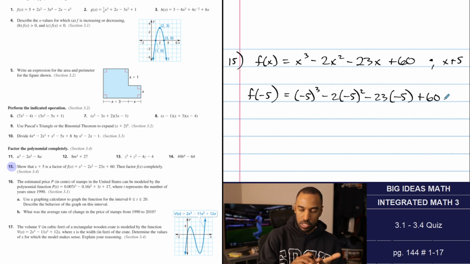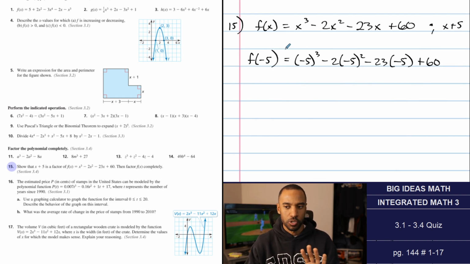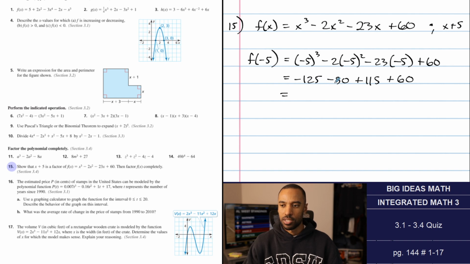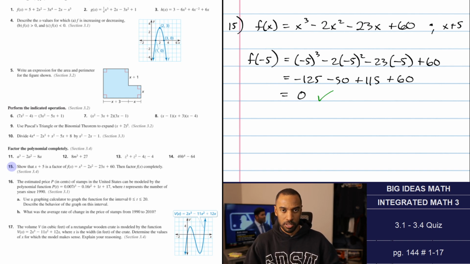Not that I have to punch all these in the calculator. It's when you're doing multiple tests to find out what a 0 is. We're going to save that for a future section. But I generally prefer synthetic division unless I'm using the graphing calculator. Anyway, -5 squared is 25 times -2 is -50. -23 times -5 is positive 115, and plus 60. This is -175 plus 115 is -60, plus 60 is 0. So it checks out that when you substitute -5, the root for that factor, you do get 0 out. That means it works.